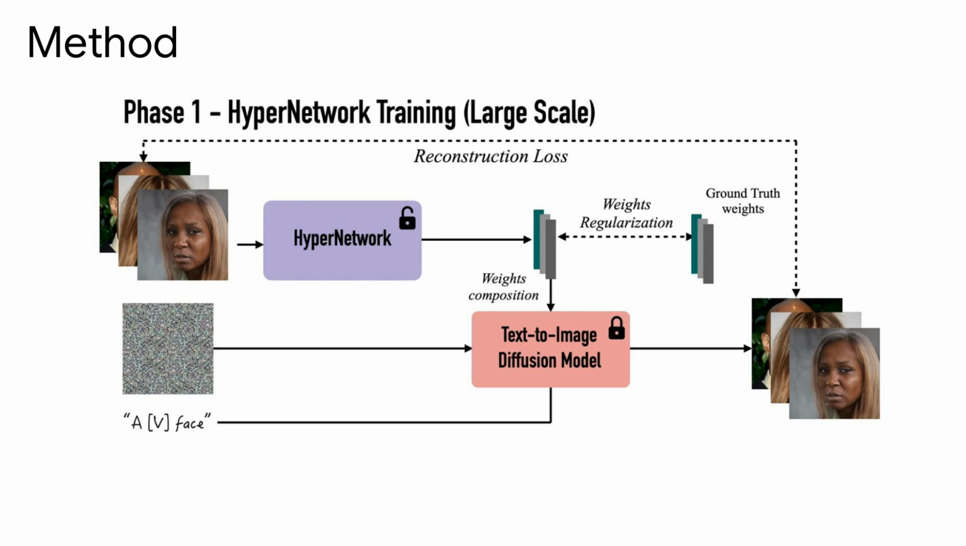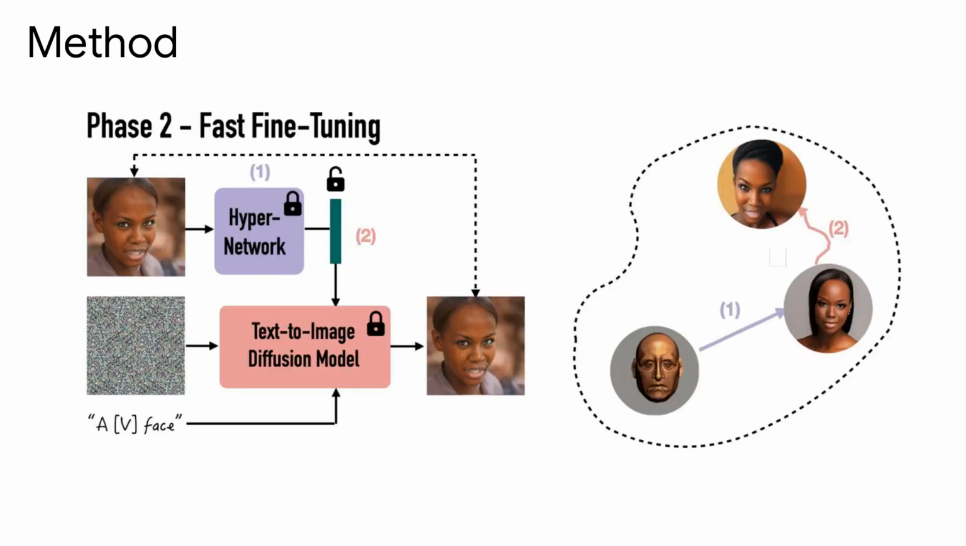The hypernetwork is trained on a dataset of cropped faces with a diffusion denoising loss and a weight regularization L2 loss, where the ground truth weights are pre-computed using DreamBooth. During fast fine-tuning, the hypernetwork first predicts an initial set of weights for the diffusion model, and then these weights are further fine-tuned in the same way as DreamBooth does, except we reach strong results much quicker.